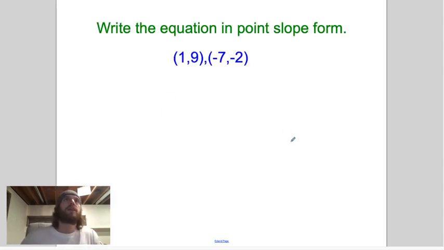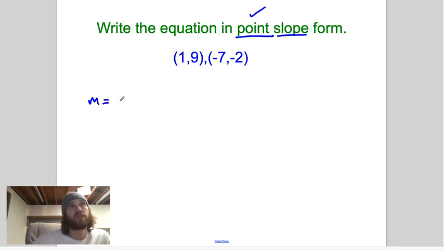Okay, the last one is write an equation in point slope form given 2 points. So if you're given 2 points, remember you need a point and a slope. Well, we got the point. What we don't have is the slope. So that's step 1. Step 1 is to find our slope. If you want to pause the video and do a refresher on this, see if you can get it. Give it a shot.